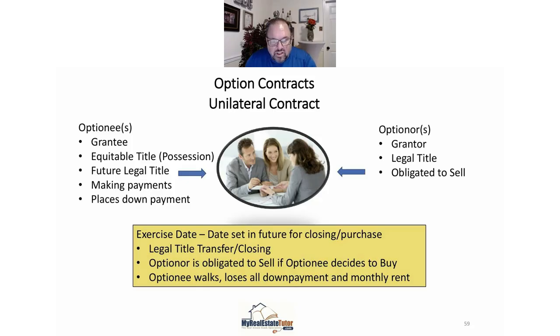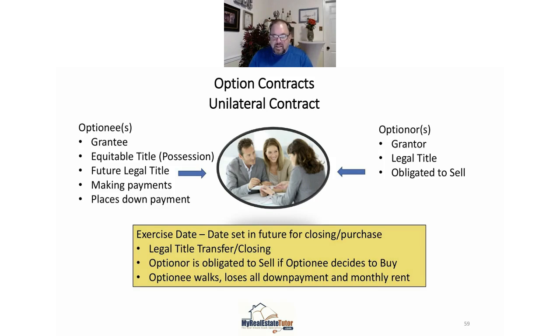Now, if you look on the left column, the grantee is the optionee and the equitable title is possession. When I say possession, they don't have legal title. They get future legal title. They're going to make payments, and they do put a down payment called a premium, and all they do is pay the note and live in the property. The optionor becomes the grantor. If they decide to sell it, they'll transfer the property, the deed, to the grantee's name. The optionor has legal title. They are obligated to sell. The optionee is not obligated to buy.